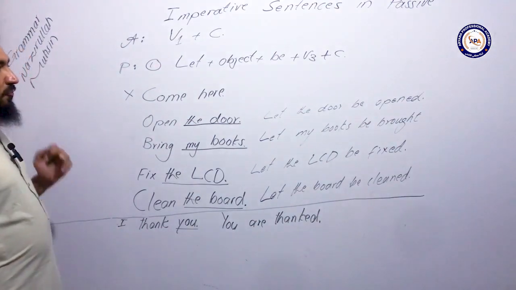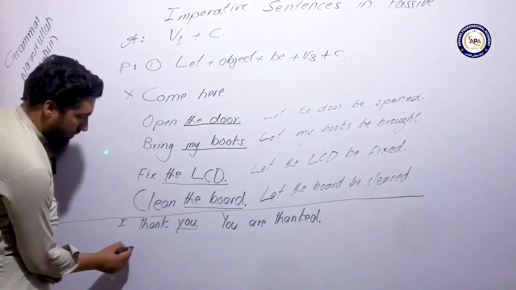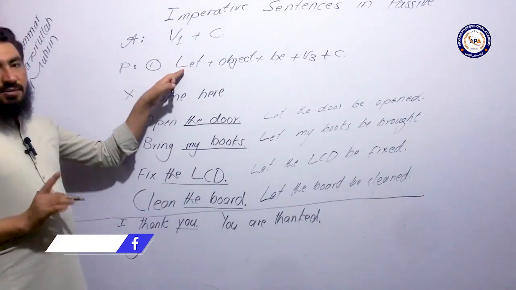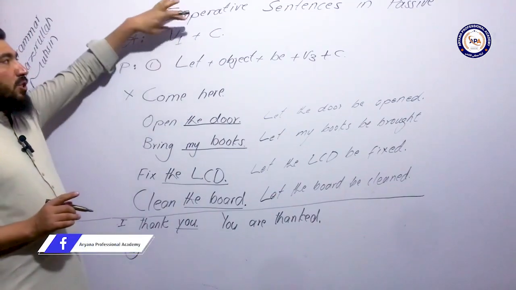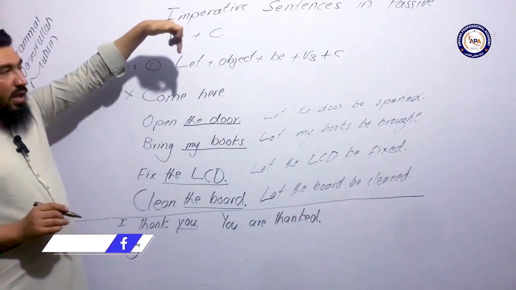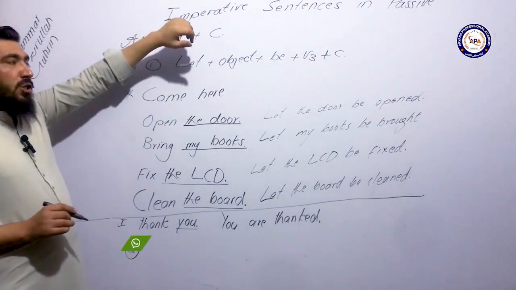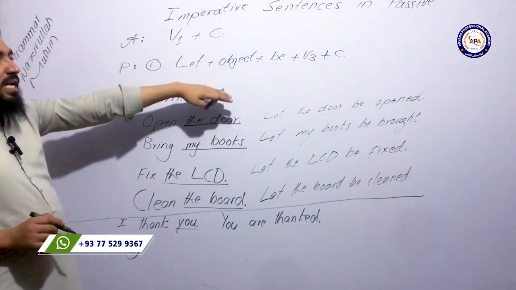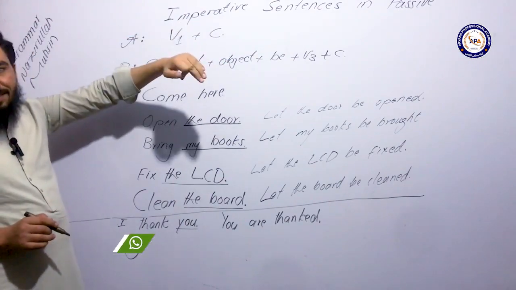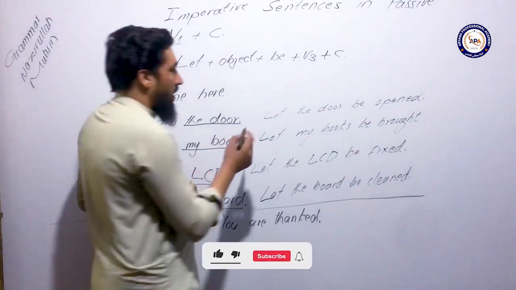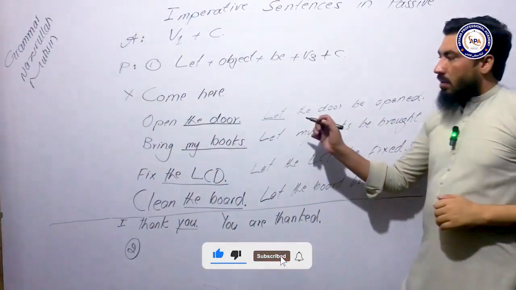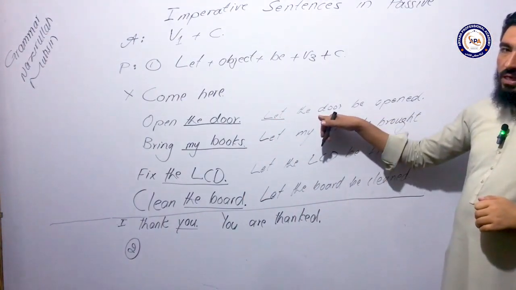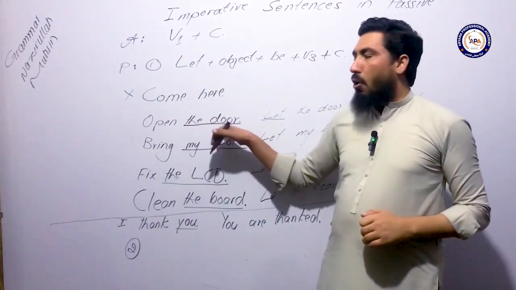Now the second structure for imperative sentences. If you deeply think about this structure, it is not passive. Actually, we change the verb into infinitive after the verb let. Then we change the infinitive into passive. Because if you think about the structure, let the door be opened, again it is active. How? Let as a verb followed by an object. Let the door. The same like open the door.